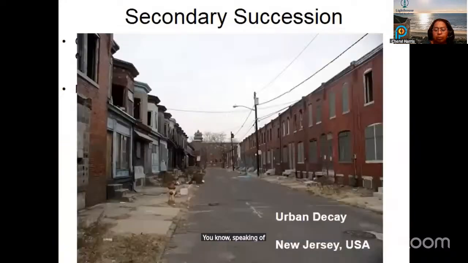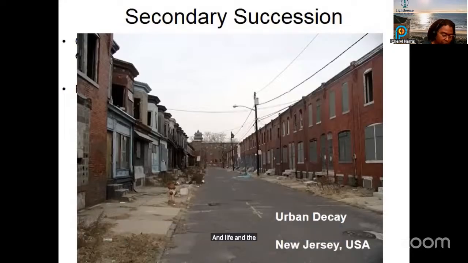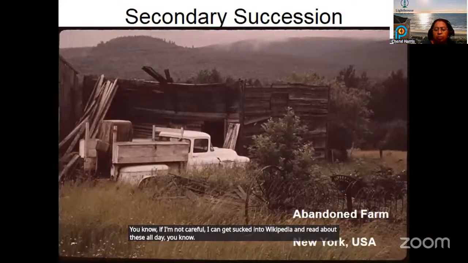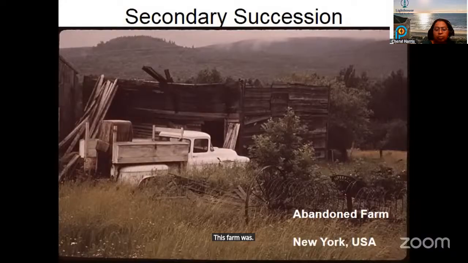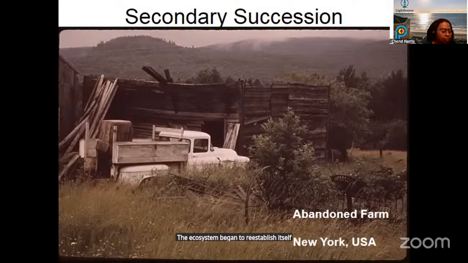Speaking of neglect, here we have urban decay, and here's a picture in New Jersey. Again, in areas that aren't well maintained, you can see the sidewalk is crumbling and plants are beginning to break through, and life in this once-developed area is trying to reestablish itself. If I'm not careful, I can get sucked into Wikipedia and read about these all day: abandoned farms and ghost towns. Here's a farm that was abandoned. At one time, this farm was cultivated and had crops, but after being abandoned and neglected, the ecosystem began to reestablish itself in this area here.